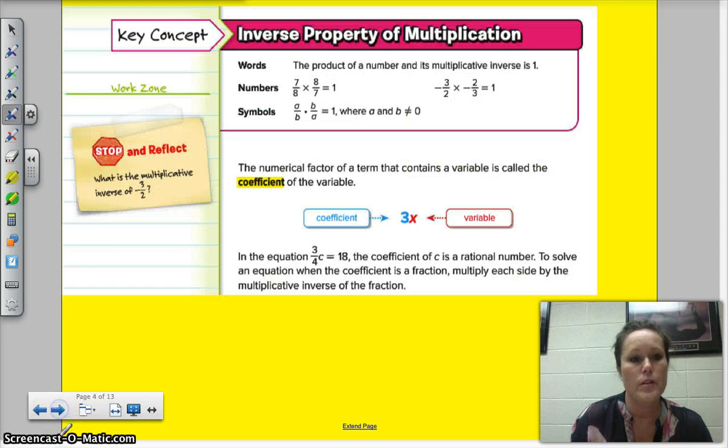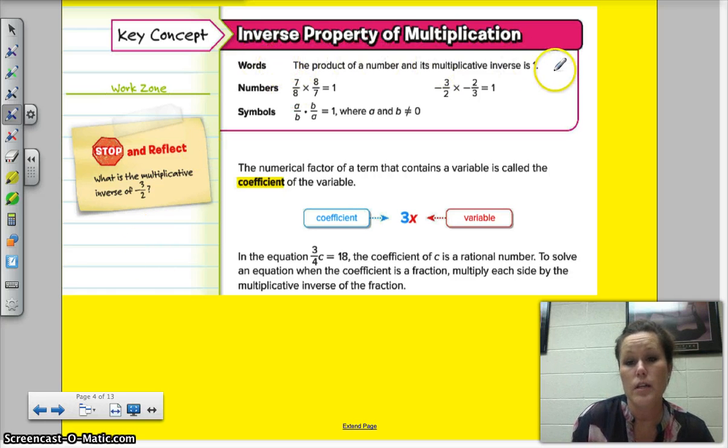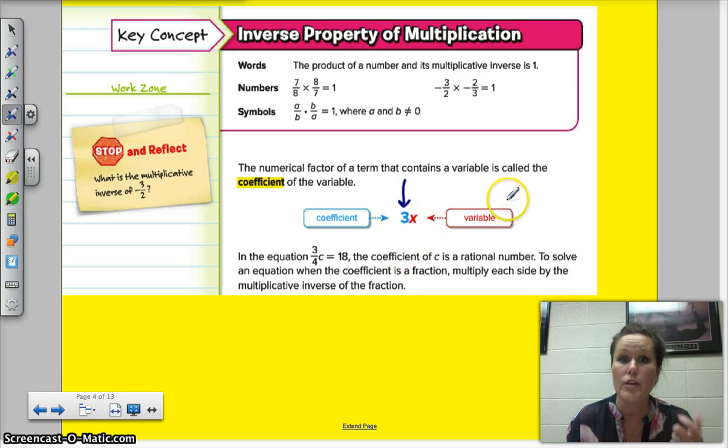Okay, so let's do some practicing here. We have what's called the inverse property of multiplication. It says, in words, the product of a number and its multiplicative inverse is 1. Basically, that's proving multiplicative inverses. So, for example, 7/8 times 8/7, I'm going to get 1. Or -3/2 times -2/3, I'm going to get 1. I just cannot have the bottom number or the top number be 0. A couple other words that we need to talk about here. We've talked about this before. The coefficient of a term is the number in front of the variable, and the variable is, again, that letter that's going to change.